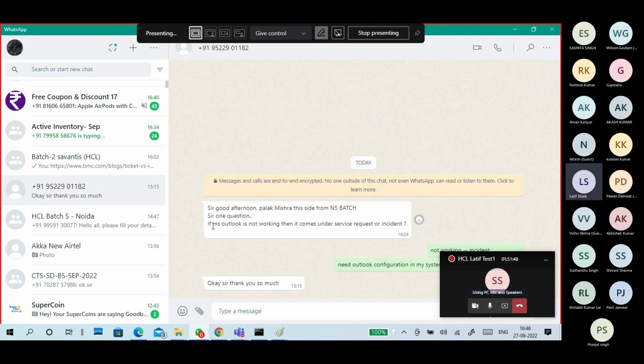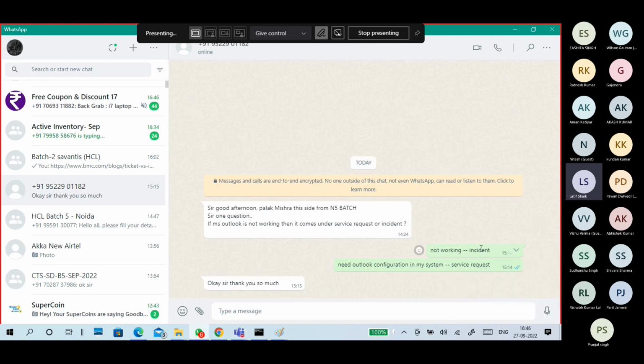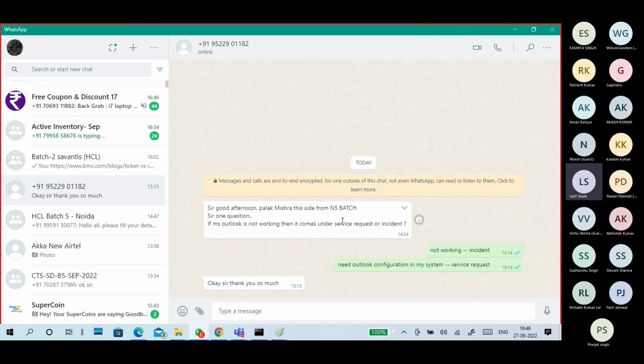Okay, so if MS Outlook is not working, then does it come under service request or an incident? It's not working. I open Outlook, not working. That means it's an incident. But if you require to configure your Outlook, and someone comes and configures Outlook in your system, it is a service request.